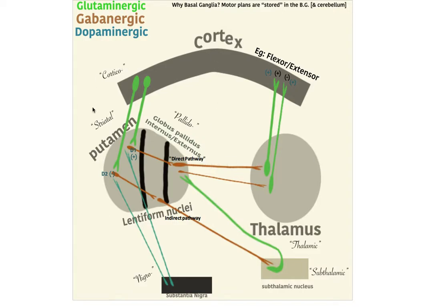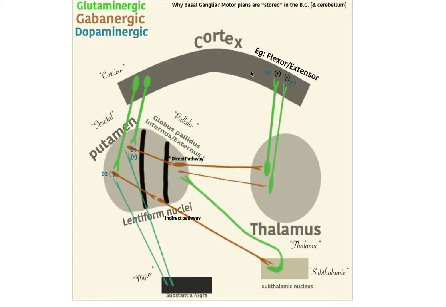So first thing is, why basal ganglia? What's the point of it? Why is it important? The basal ganglia is sort of a place where the brain can store motor plans, in addition to the cerebellum. So the cortex can consult the basal ganglia as to how to execute a motion in a smooth and fluid way, in coordination with the cerebellum.